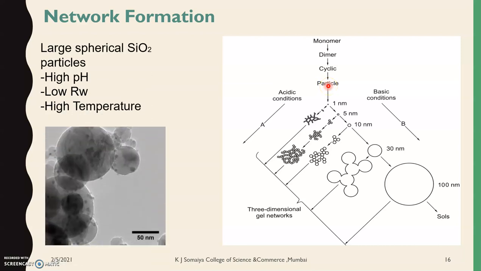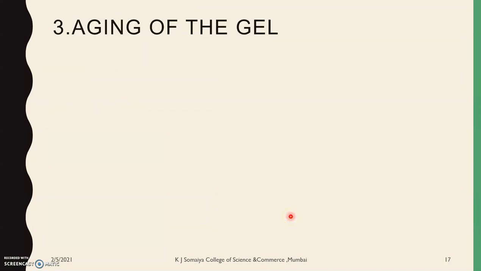The size of the nanomaterial, 1 nanometer, 5 nanometer, 10 nanometer, 30 nanometer, depends upon the acidic or basic conditions, that means the pH of the solution, and the water ratio. If it is larger, then more water is retained. So a low water ratio will ensure the nanomaterials, and high temperature. These are the conditions which are required to form the three-dimensional gel network.